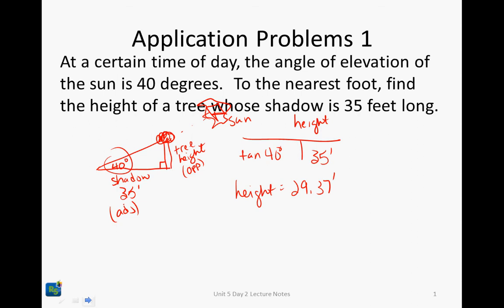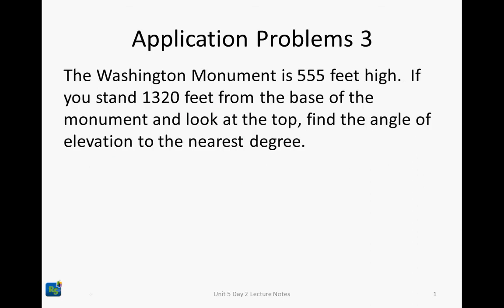Okay, let's look at another one. The Washington Monument is 555 feet high. If you stand 1,320 feet from the base of the monument and look at the top, that would be the angle of elevation, and I would like to know what that is to the nearest degree. So the first thing you need to do is make a sketch. Go ahead and do that.